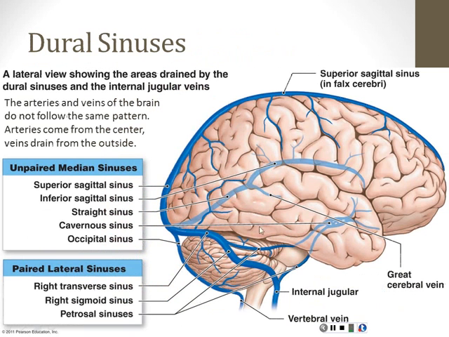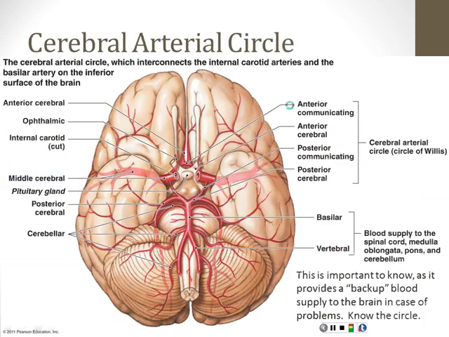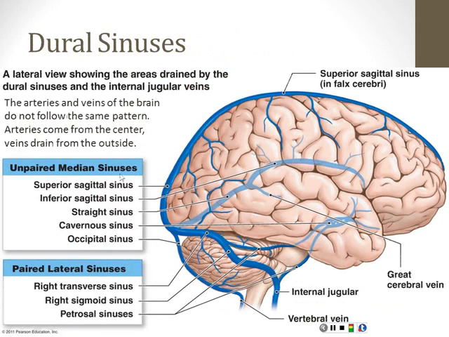Sorry. The dural sinuses, that's what drains the veins. So this is what brings blood to the brain. This is what drains blood away from the edges. All right.